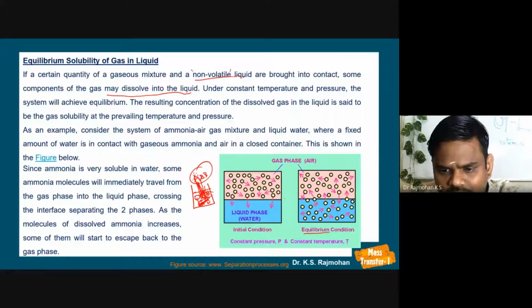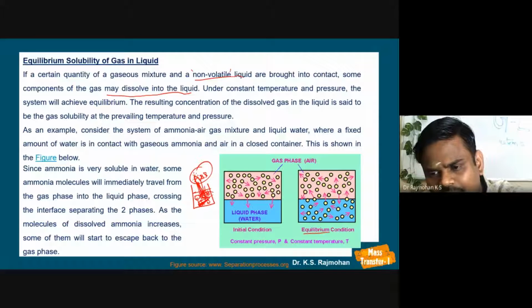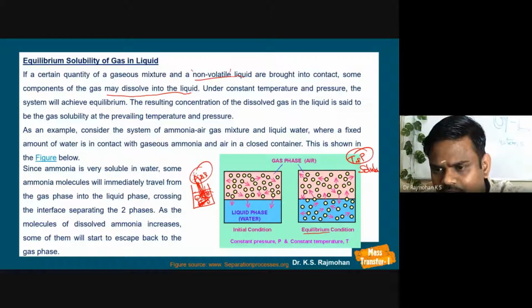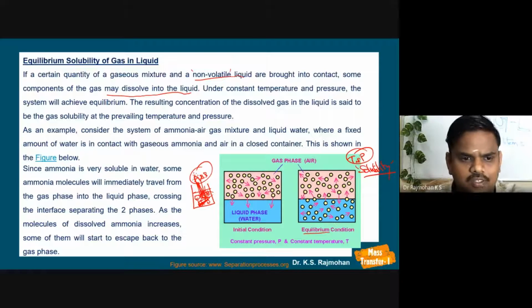Similar to that, up to its equilibrium, that is its solubility level, these gas molecules will keep dissolving into the liquid, even if you provide sufficient time. After which, even if you provide infinite time, there will not be much change in the concentration of the solute A in the liquid phase. For a given temperature and pressure, a solubility is defined. That is the maximum amount of solute A that can be taken by this liquid, right?